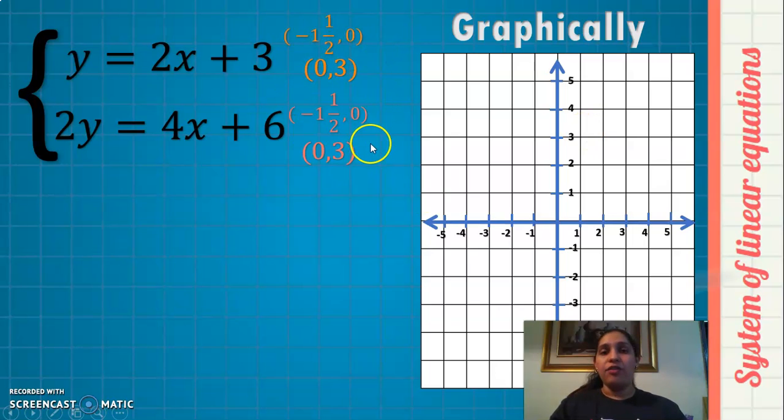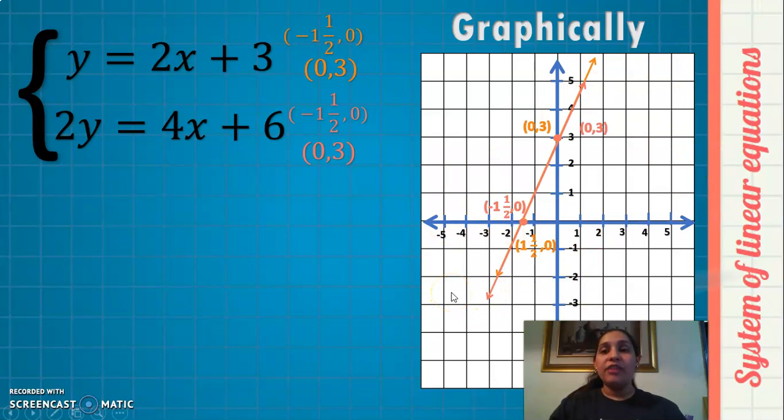(-1 1/2, 0) will be over here, and (0, 3) will be over here. Now I place my points and connect them, and this will be my line for my first equation. Now I need to do it for my second equation. As you can see, it's (-1 1/2, 0) again here, and (0, 3) again here. If I make my line, as you can see, they cross the same way.